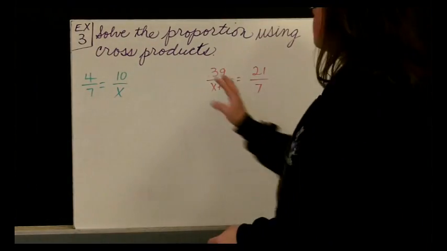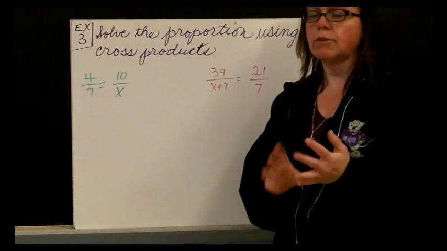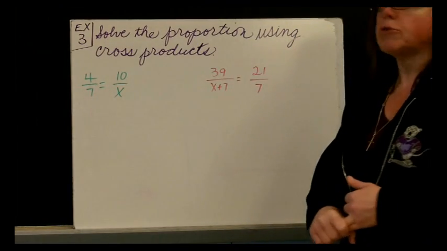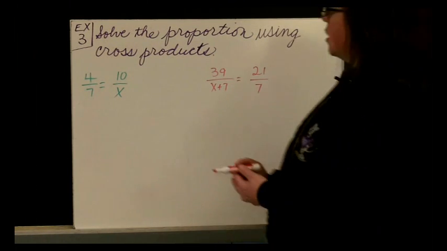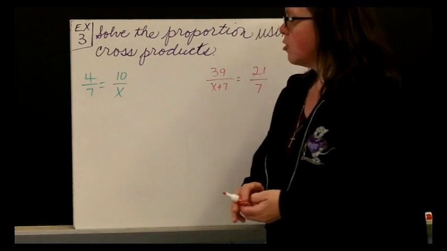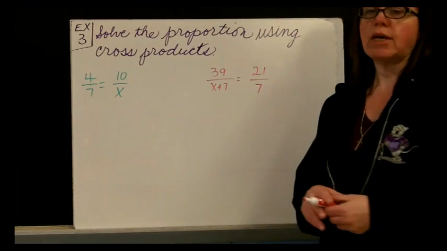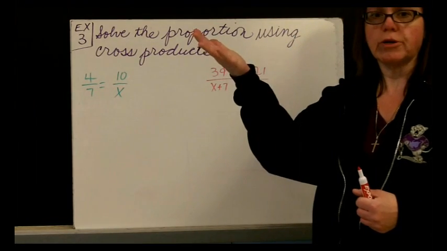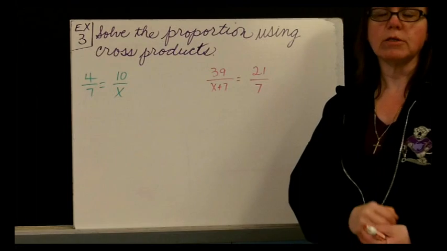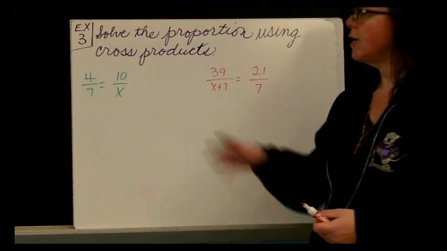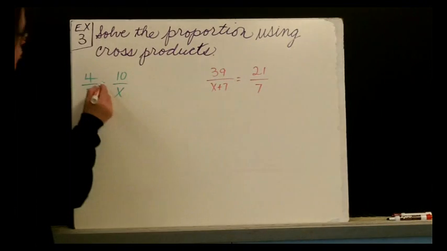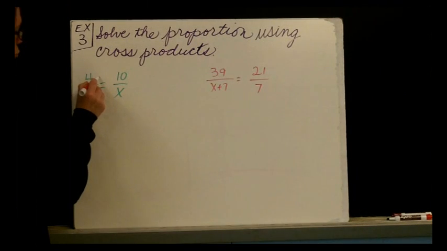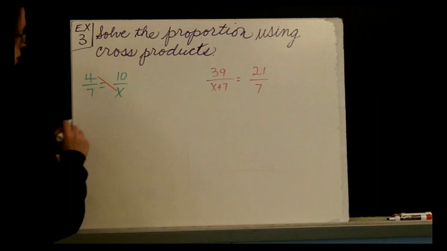Okay, now here is the method that is new. As I said, the first two methods are familiar to you. This is brand new. Cross products. When we are talking about cross products, as the definition said, we are multiplying one numerator by the denominator of its counterpart, and then we're going to switch. So what does that mean? It means first we're going to multiply this numerator 4 by that denominator x.